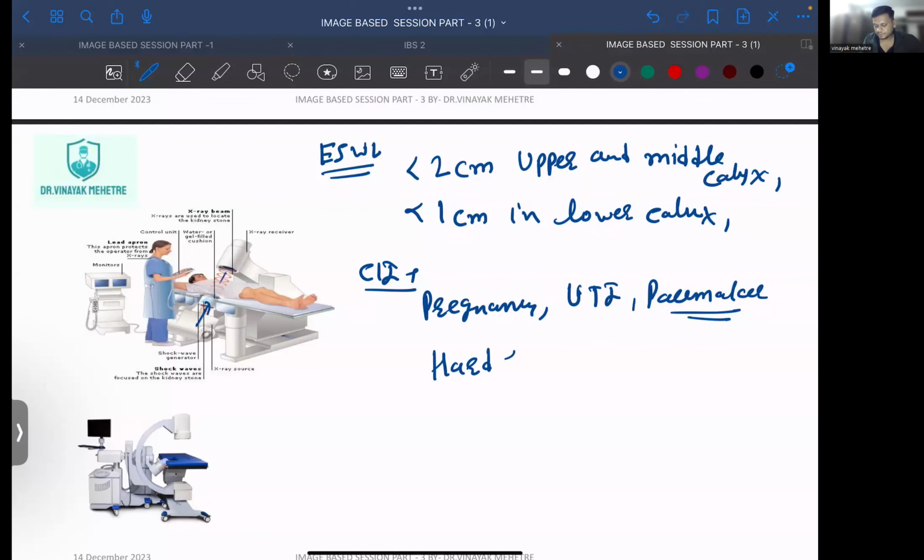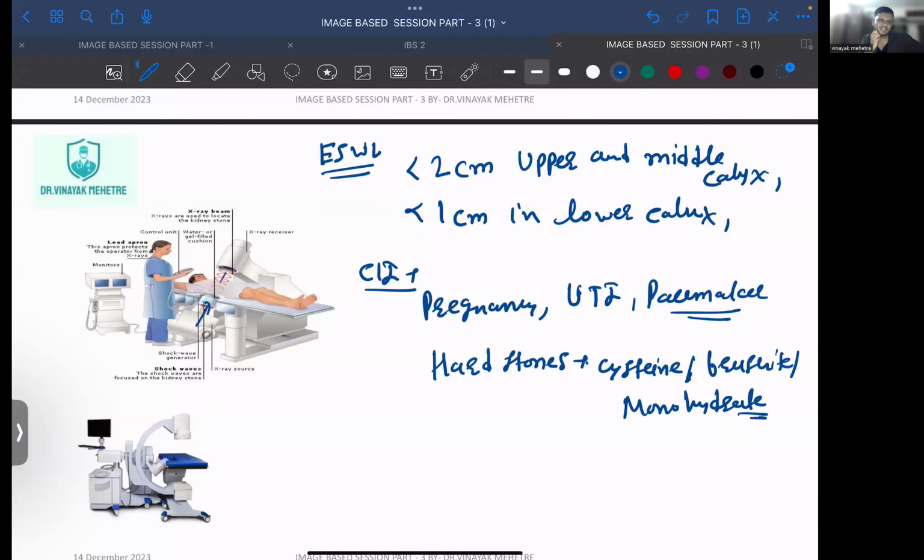हार्ड स्टोन्स, हार्ड स्टोन्स कौन सा होता है? सिस्टीन, राइट? सिस्टीन होता है. And there is one more, triple phosphate, that is brushite and monohydrate stone. In this stone we cannot use ESWL. ठीक है.